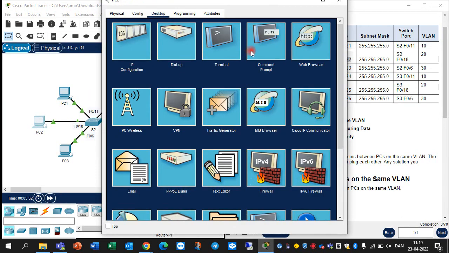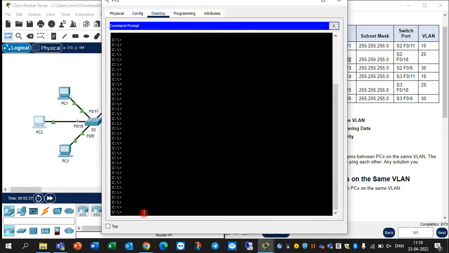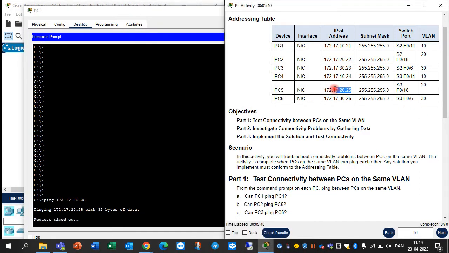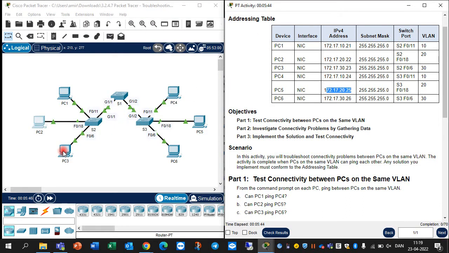And PC2 cannot ping the IP address of PC5. This is the same here, and it's also the same for PC3.